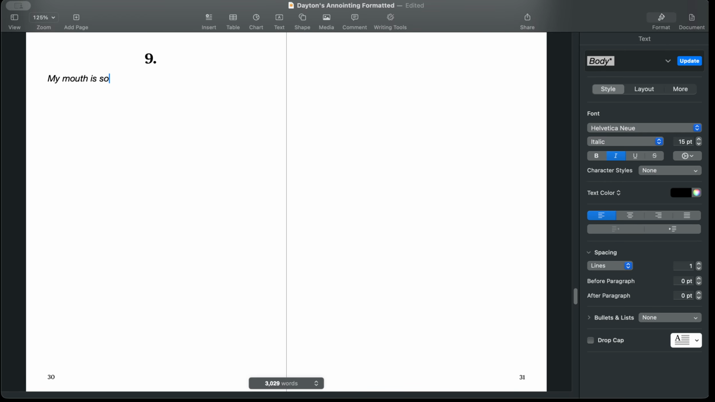My mouth is so dry. My tongue is like a block of wood. Something like that. Do we indent something?